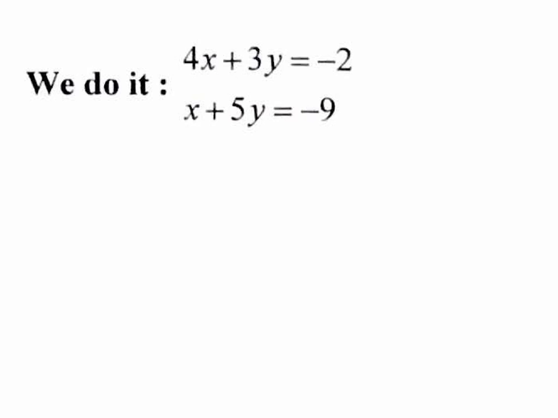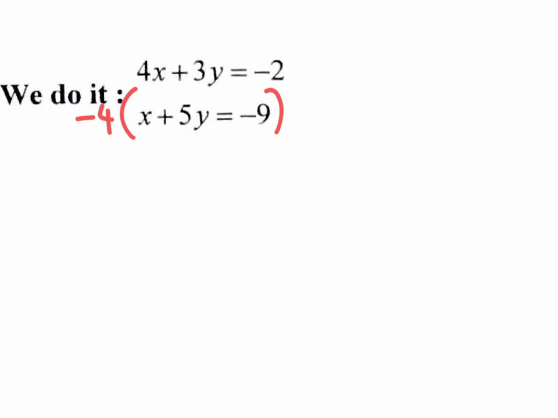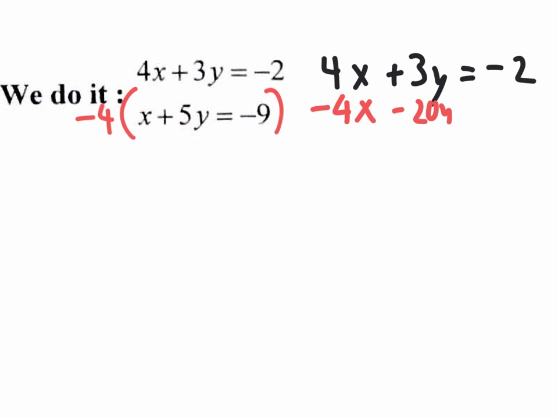x's. Absolutely. Why? Because if I wanted to cancel out x's, what do I have to multiply the bottom equation by? Negative 4. And that's only modifying one equation. So notice the top equation, you don't have to do anything to it. You have a 4x, let's rewrite it, plus 3y equals negative 2. And the bottom equation became a negative 4x after multiplying everything by negative 4, minus 20y equals positive 36. And now we are ready to combine and cancel.